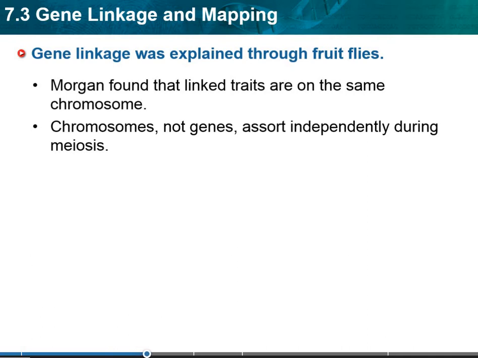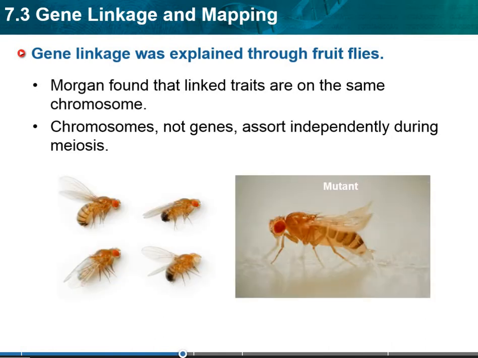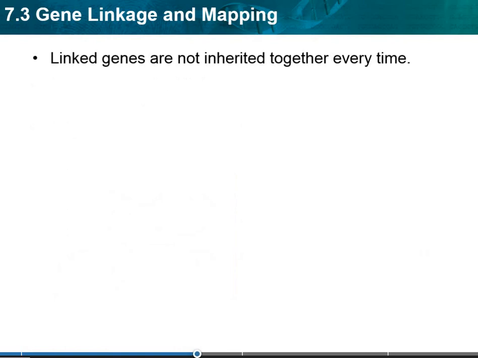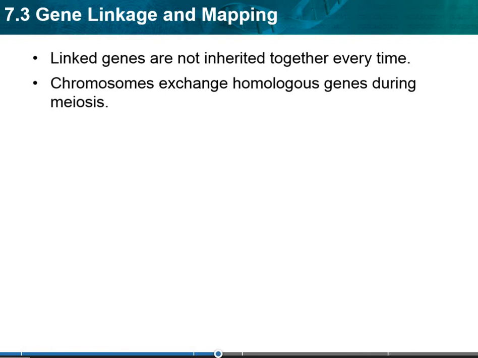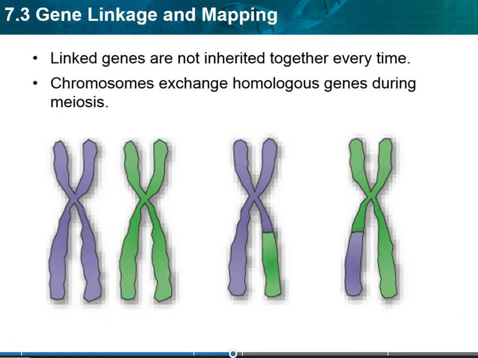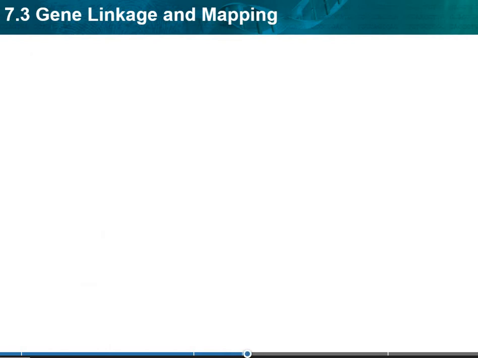The other thing Morgan really ended up stating is that chromosomes are made up of a group of linked genes. So he again was working with fruit flies. Linked genes are not inherited together every time. Chromosomes exchange homologous genes during meiosis, during crossing over, which we've already talked about. So that's what it's showing you down below.